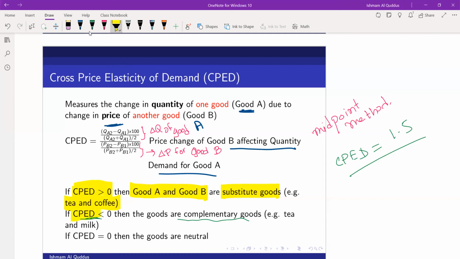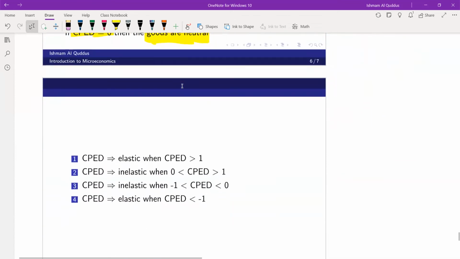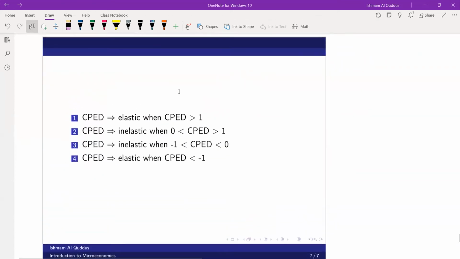So whenever the CPD is less than 0, the goods are complementary goods. And whenever the CPD is equal to 0, the goods are neutral. So it doesn't matter. These are neutral goods. And also try to figure this out using your previous understanding of elasticity, that when CPD is greater than 1, this is a case of an elastic good.